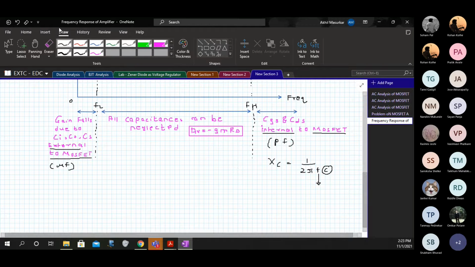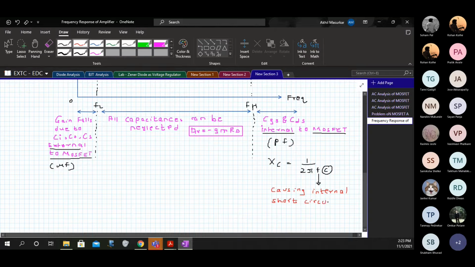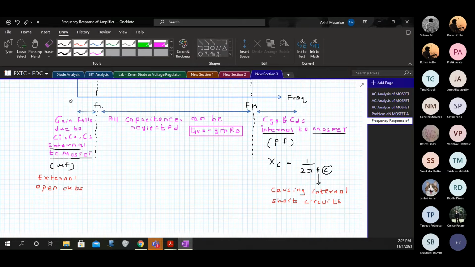So they are internal, causing internal shorts, and they cause external open circuits. And that is why in both the cases, as frequency increases or if the frequency tries to become very small, the gain is going to fall off.